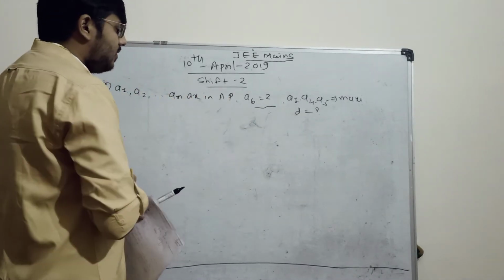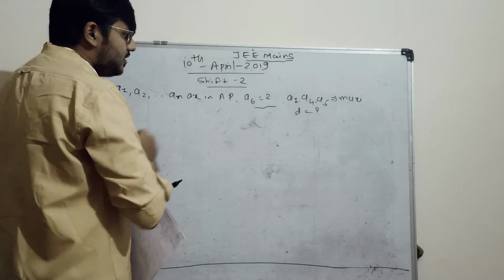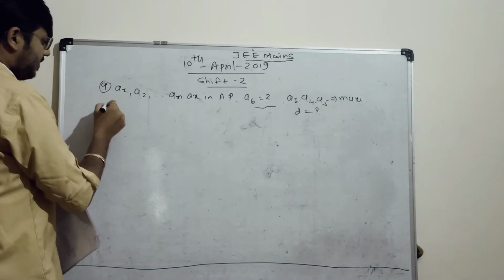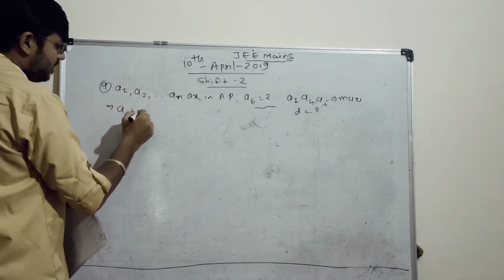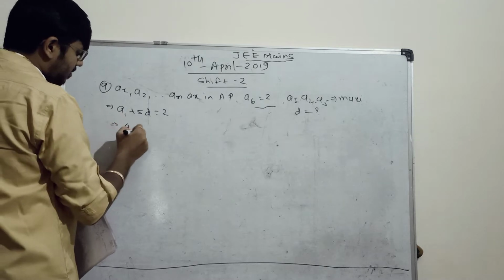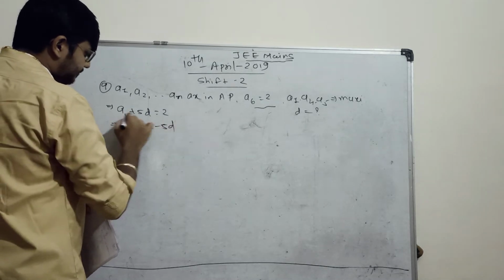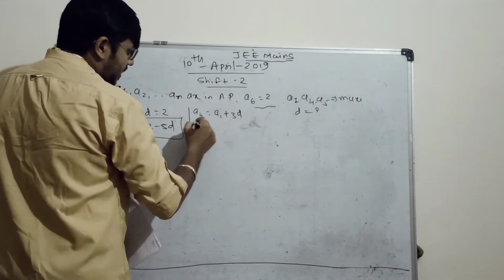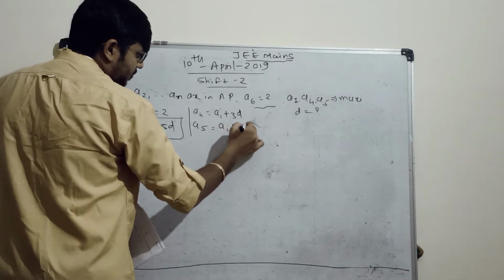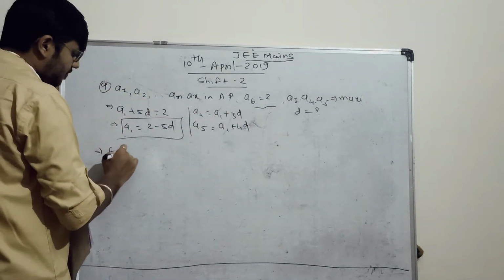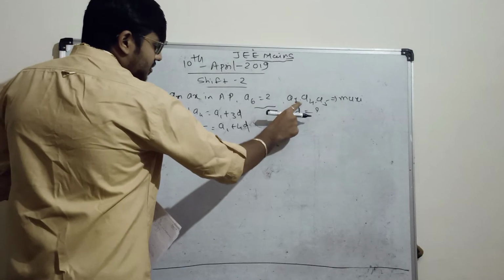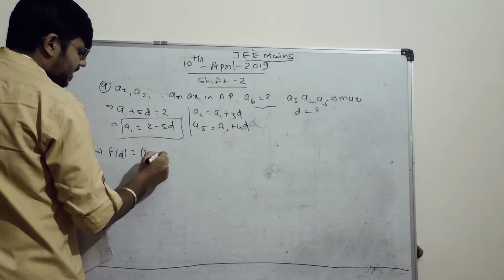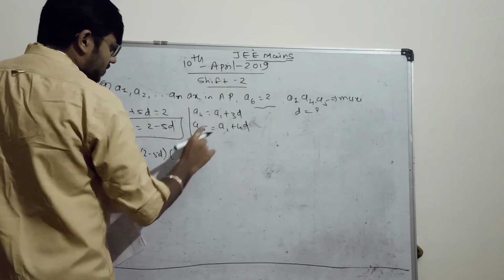Okay, so the very first thing we are going to do is convert these three terms in the form of D. With the given condition A6 equals 2, we have A1 plus 5D equals 2, so we can obtain A1 as 2 minus 5D. We all know that A4 can be written as A1 plus 3D and A5 can be written as A1 plus 4D. So if I want to make a function of D which shows the multiplication of A1, A4 and A5, then A1 is equal to 2 minus 5D, then A4 is equal to A1 plus 3D.